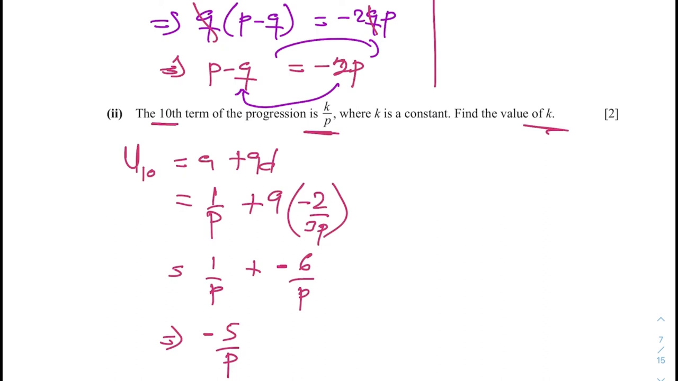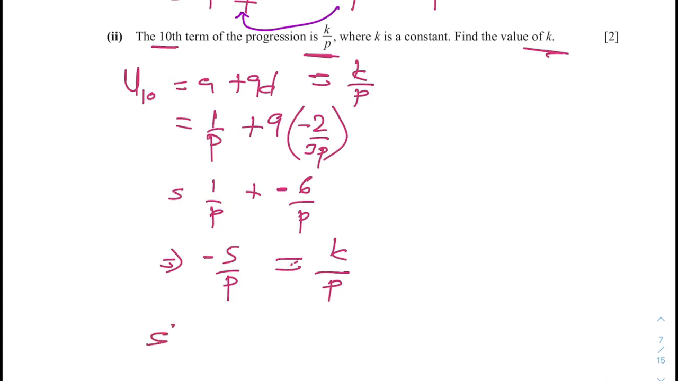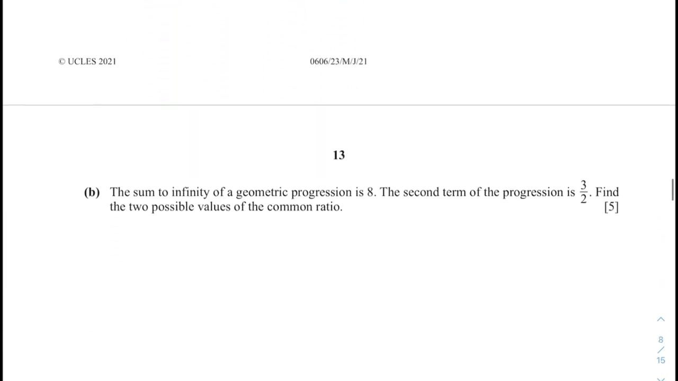The 10th term is equal to K over P, right? That's what they're saying. So we can equate this to K over P. Now, if this is the case, then we can confidently say that, if P is equal to P, K must be equal to negative 5. Or you can just cross multiply and find K, which should also give you negative 5.